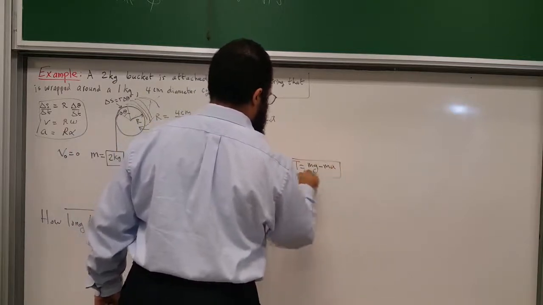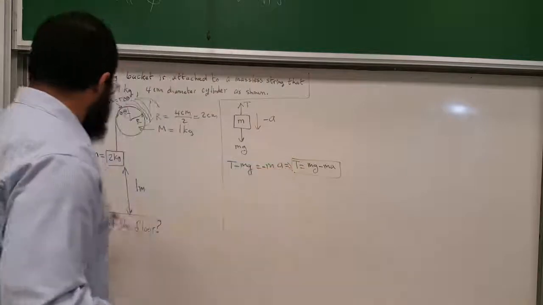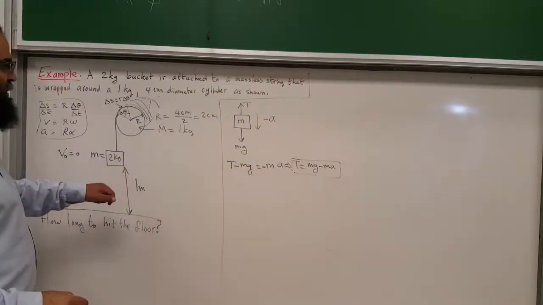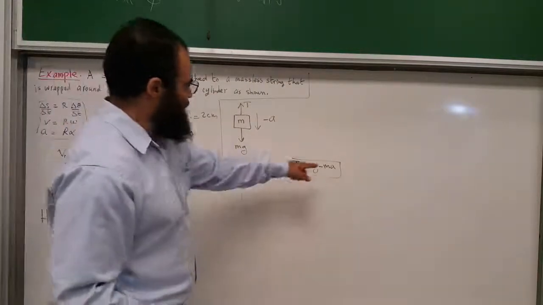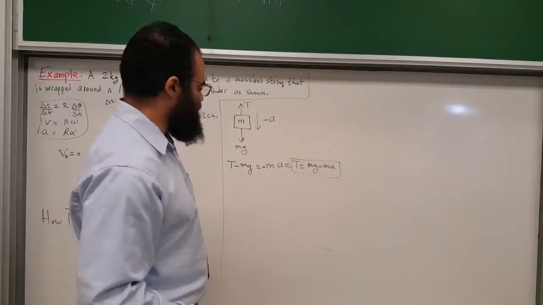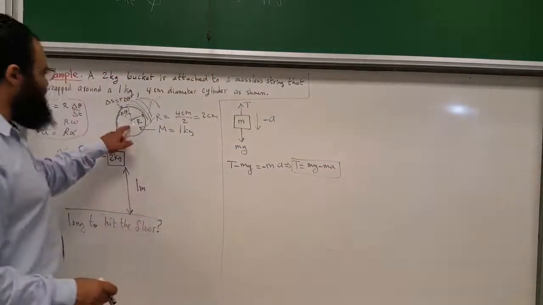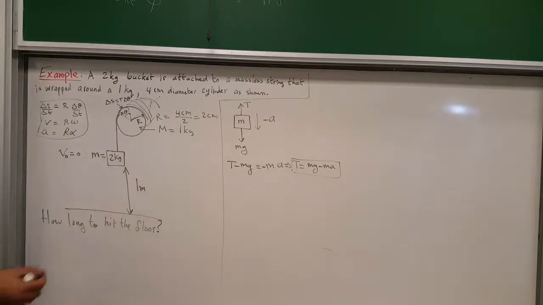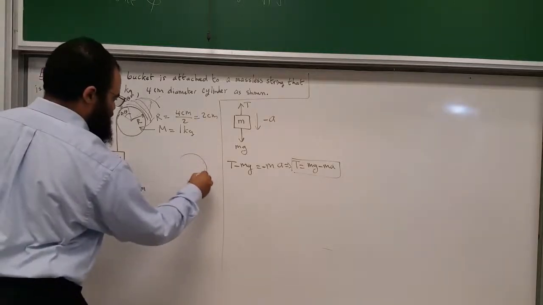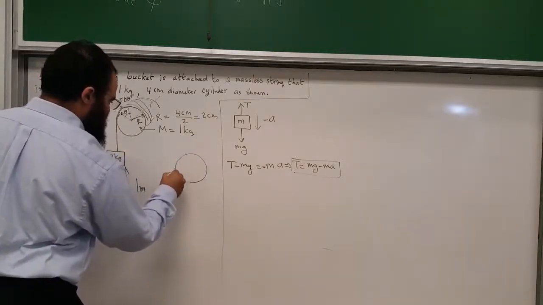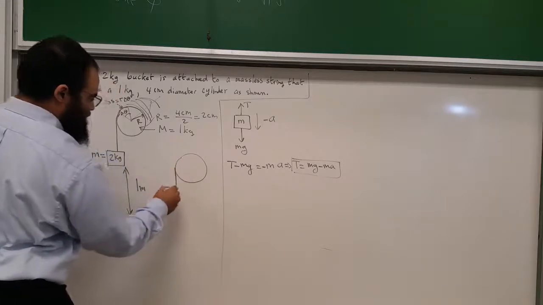All right. I have two unknowns. The mass is known. The mass is 2 kilograms. And I don't know the tension. I don't know the acceleration. I need to figure it out. Let's look at the pulley now. For the pulley, let's zoom into it. The rope is here. That's where it loses touch.